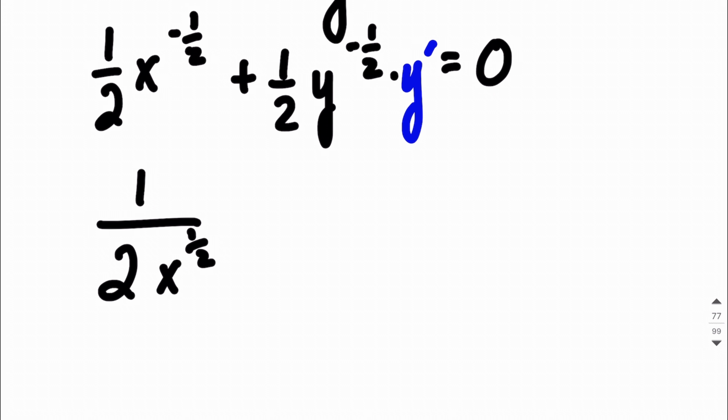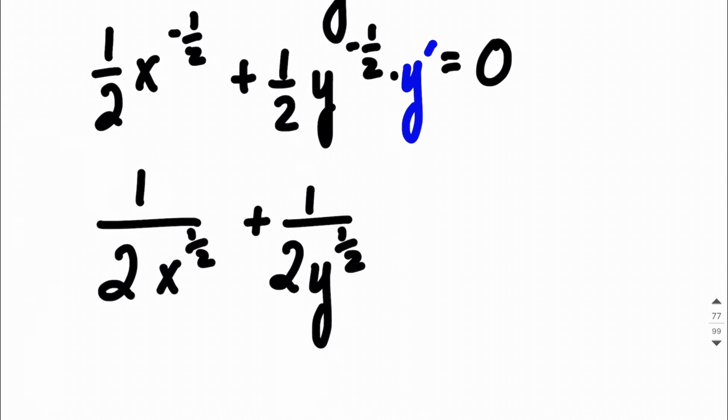So we got rid of the x to the negative 1/2 by moving x to the positive 1/2 down to the denominator. And then on this next one, we can say this is 1 over 2y to the positive 1/2. And it's up to us whether we want to include the y prime off to the side, or you can also put that up in the numerator if you'd rather.